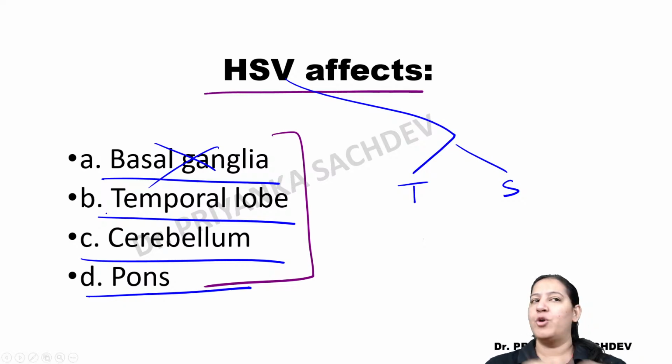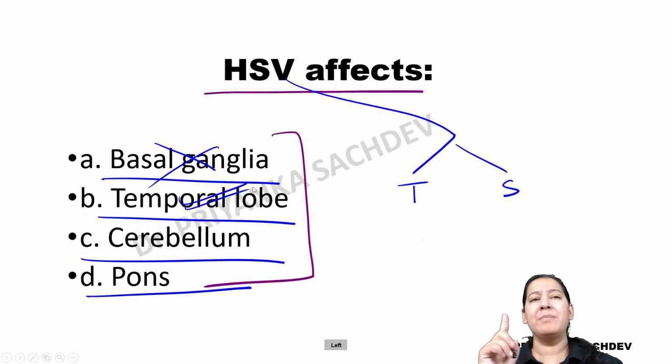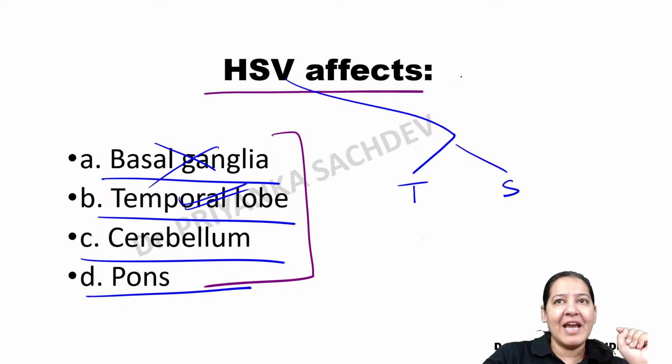It is not basal ganglion. No, it is not basal ganglion. The answer is temporal lobe. If the HSV is going in the brain, I'm not talking about latency. Please understand the question first. I'm not asking about latency.